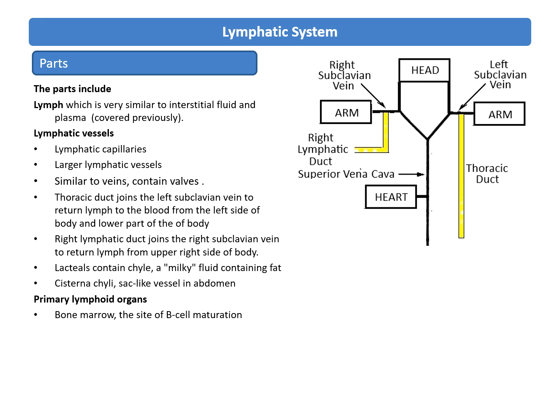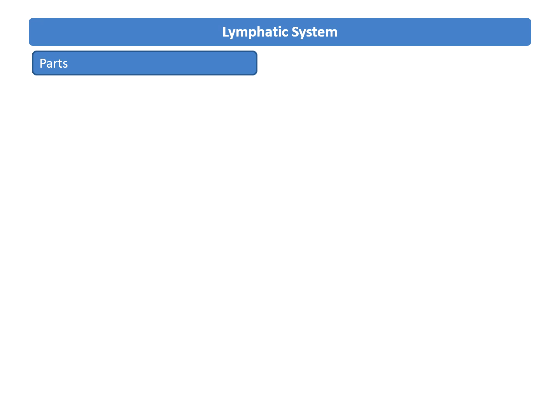Primary lymph organs include bone marrow, the site of B-cell maturation, and the thymus, the site of T-cell maturation. These are both very important organs, which we'll address again in the next unit.